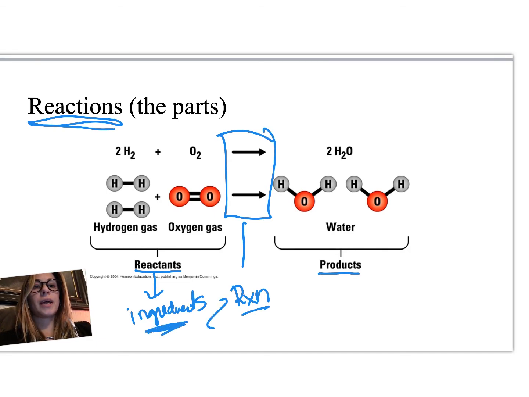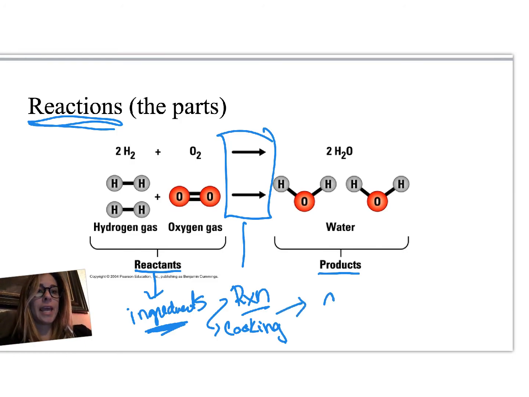Your reaction would be like cooking it, mixing up the eggs and maybe putting it in the oven for 30 minutes at 400. I'm not a big baker, but anyway, baking things. So you're adding heat. You're changing the environment. And then the last thing would be the products. That's your outcome. So that would be like the cake.